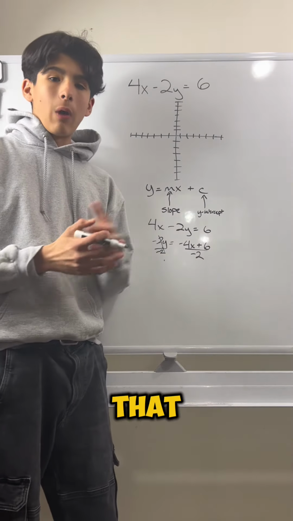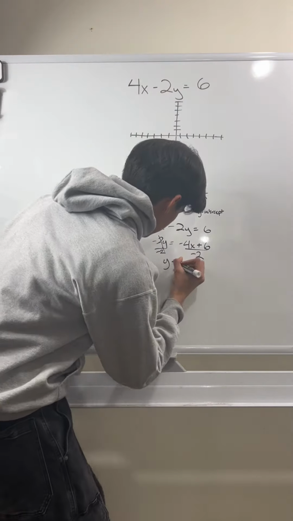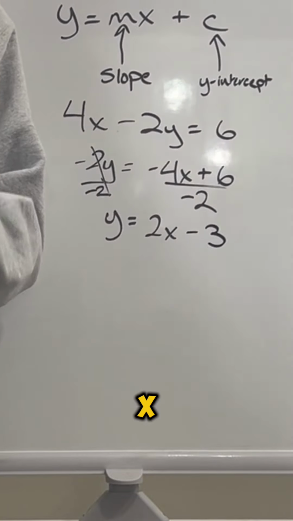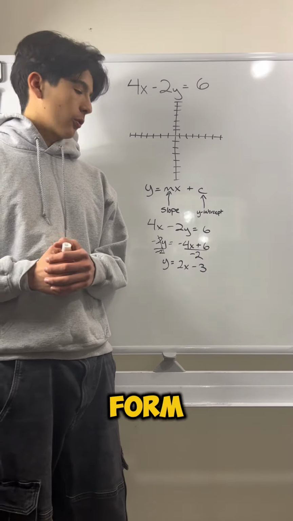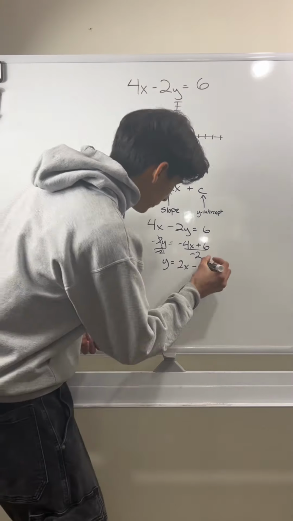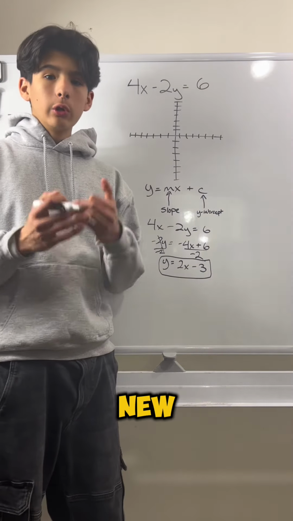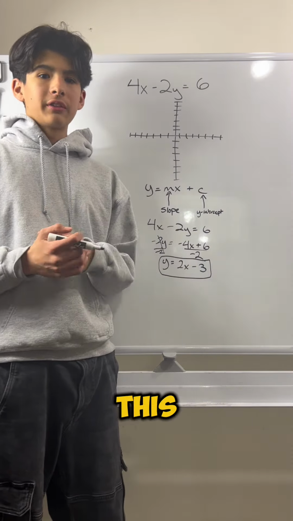So that means that y will be equal to 2x minus 3. Now we've converted this into slope-intercept form, so I'm going to put a box around it. This will be the new equation we will use to graph this.